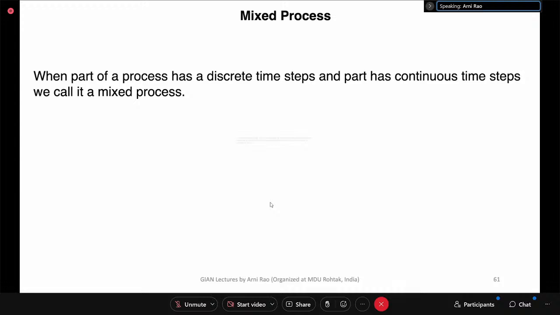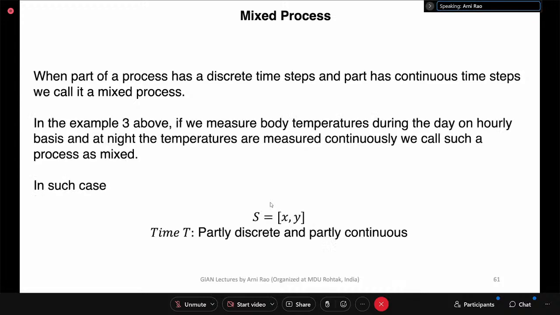That means half of the model is a discrete time process, half is continuous time. That means you could not continue the experiment, which is a rare case. You started the experiment, you could not finish it, so you cannot measure it continuously. So partly discrete, partly continuous, like measuring the body temperature on an hourly basis, and then at night time we don't want to disturb.